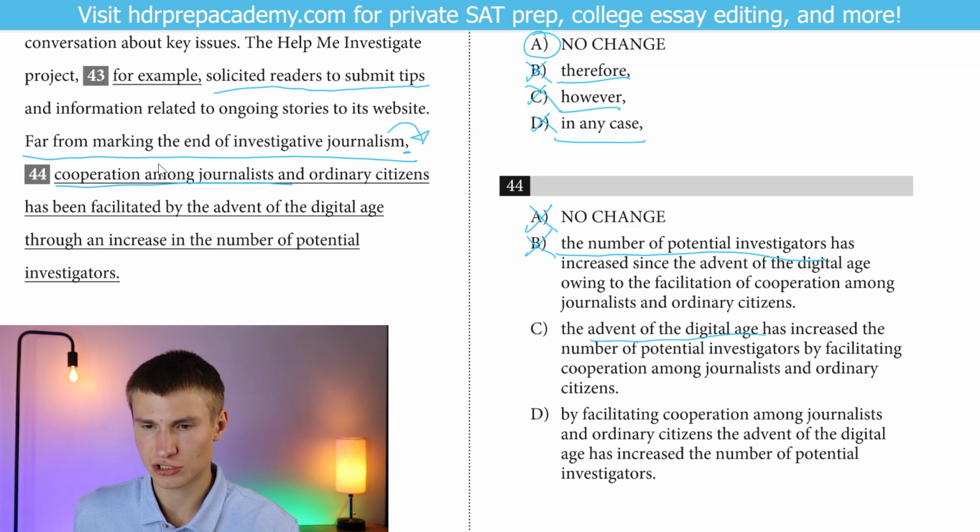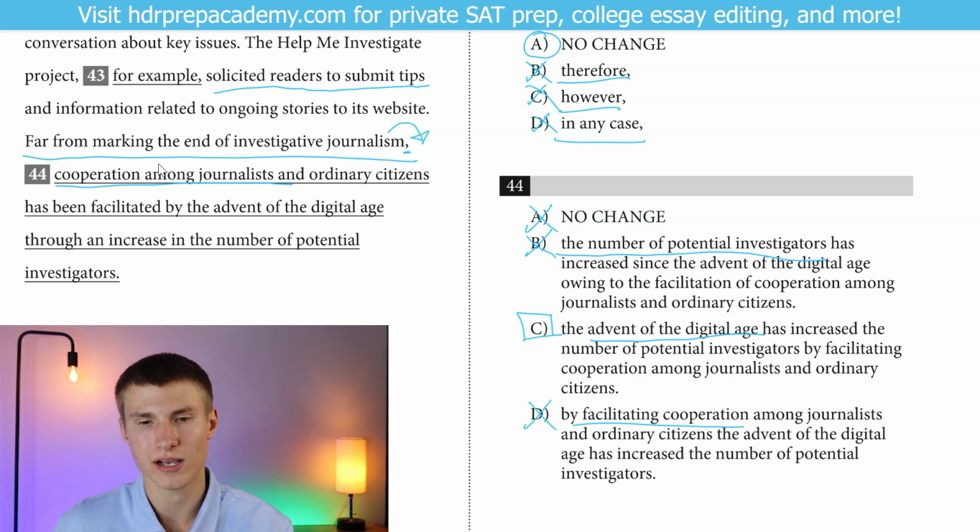C, "the advent of the digital age." Yes, that's what needs to be modified. So C could be our correct answer. And then D, "by facilitating cooperation." Okay, that's also not what is being modified. So D would be incorrect. So right there, we know C has to be correct because it's the only answer choice that has the correct thing coming after that comma that is being modified.